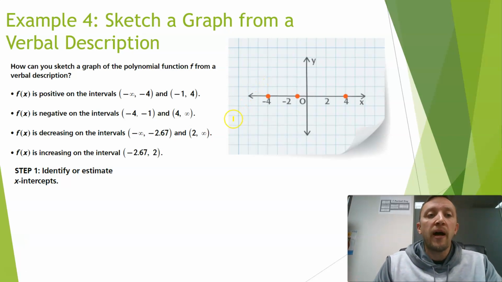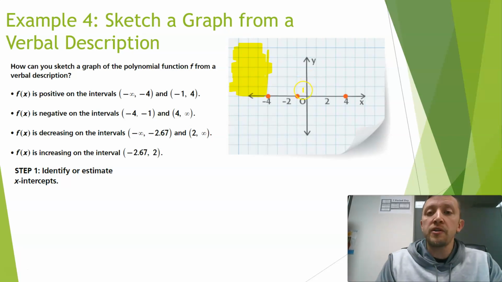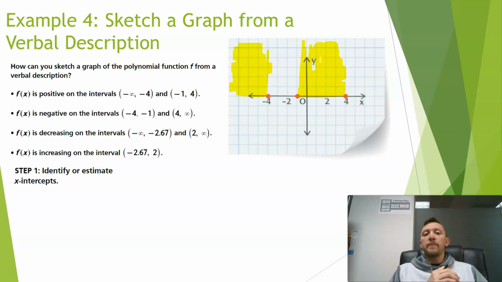It's going to be positive on the interval from negative infinity to negative 4. So that means in this section, the graph is going to be positive. It's also going to be positive on the interval from where x is negative 1 to where x is 4. So here's where x is negative 1 to 4. So it's going to be positive, somewhere in that region. Okay. Now it's going to be negative on the interval from negative 4 to negative 1.